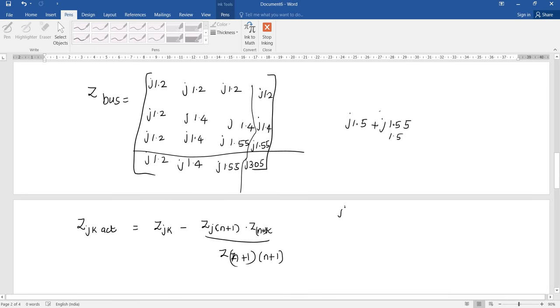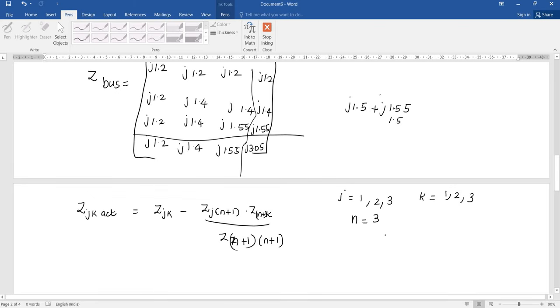First, the value of j is 1, 2, 3. This is a 3 cross 3 matrix. It may take the value 1, 2, 3. k may take the value 1, 2, 3. What is n? n is the order of the matrix, that is 3. You have to take n as 3. Now I am going to calculate the values one by one.